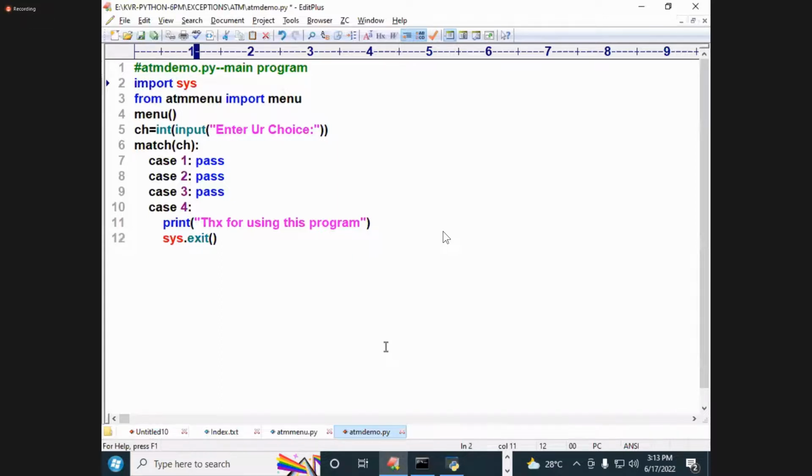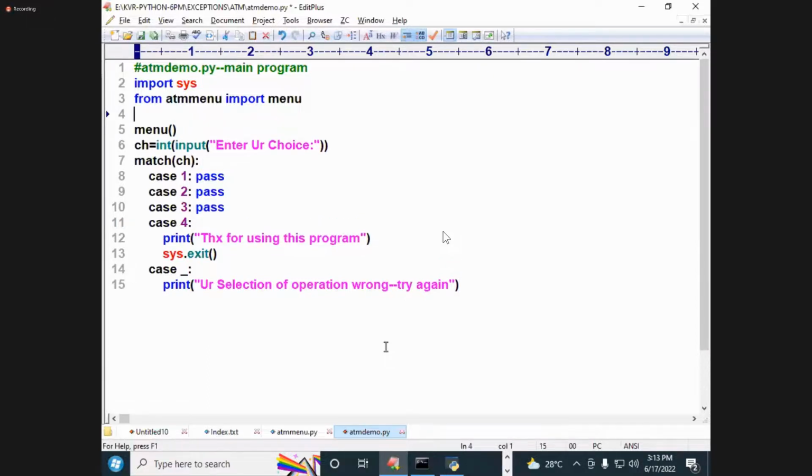Now I am going to write one more, my dear students. Case underscore. There I will say, your selection of operation is wrong. Try again. So when I say try again, I need to show the menu once again, or not? That means the menu will be written within where? While of what?